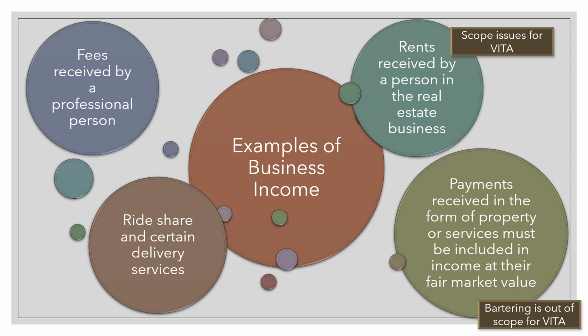It is also really important to recognize that any property received in exchange for services should be included in income at the fair market value of that property. And this would be for bartering situations. Bartering is out of scope for VITA, but we would want to do our due diligence in informing the client that they need to report that as income on their return and that they should seek the help of a paid preparer.